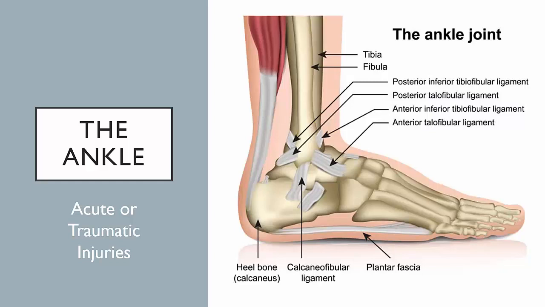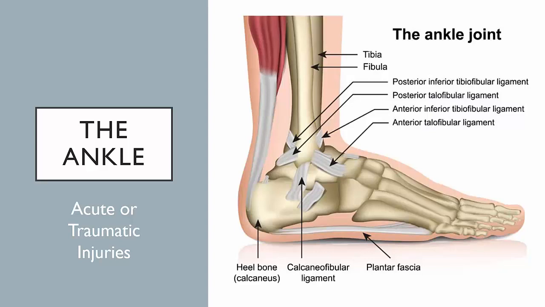The ankle, acute or traumatic injuries. The ankle is a stable hinge joint. Medial and lateral displacement of the ankle is prevented by both malleoli. The ligament arrangement limits inversion and eversion at the subtalar joint.